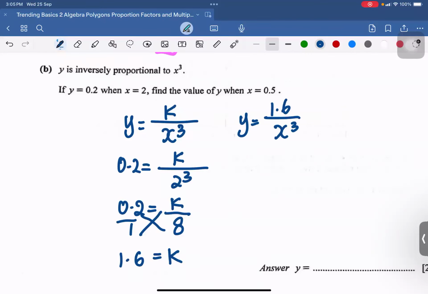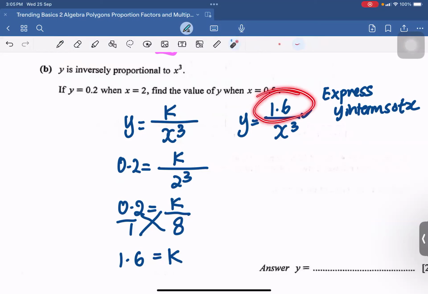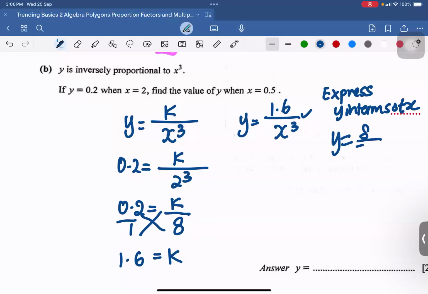Then please take note, although I write 1.6 over x cubed, if the question says express y in terms of x, yes this can be, but we cannot have a decimal in the numerator like that. So we will need to change this 1.6 into a fraction. 1.6 is the number 8/5. Then we need to write it as y equals 8 over 5 x cubed.